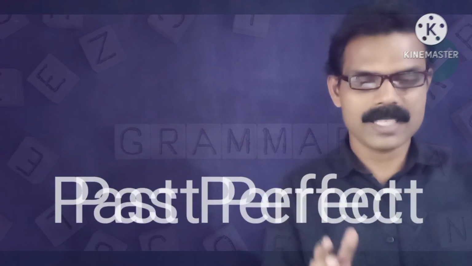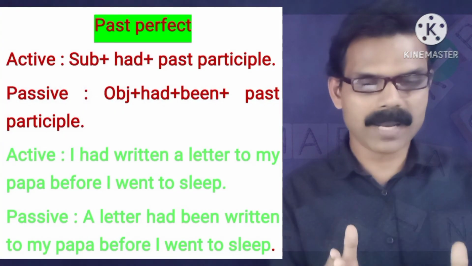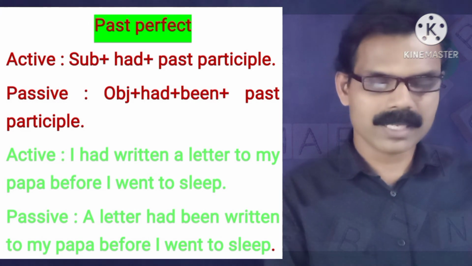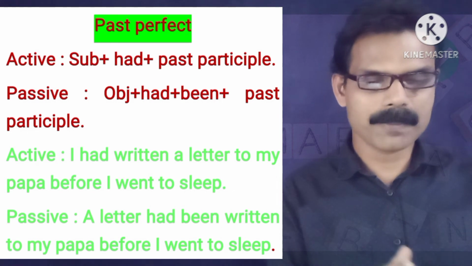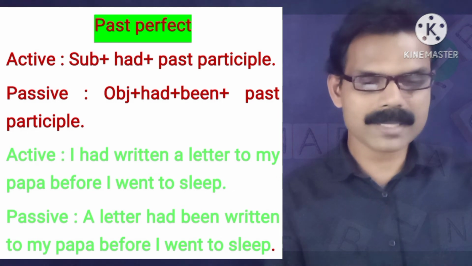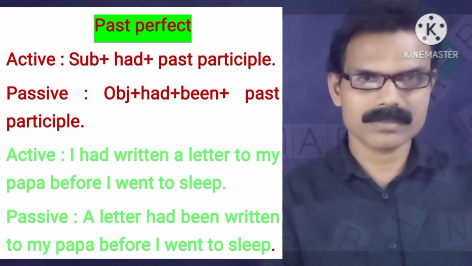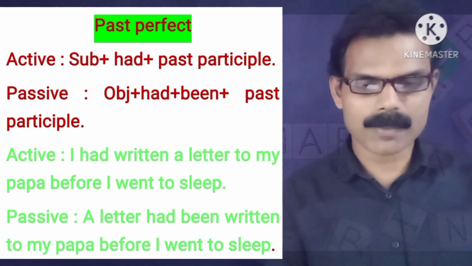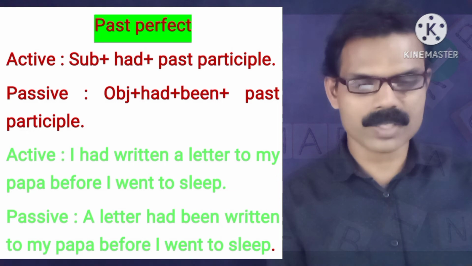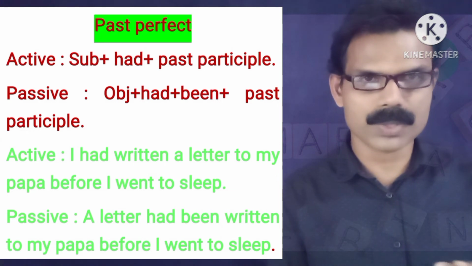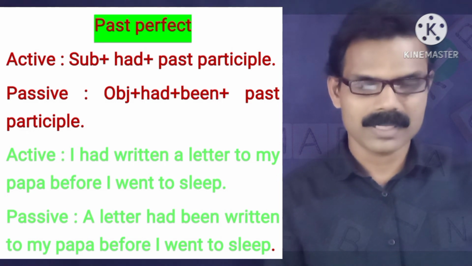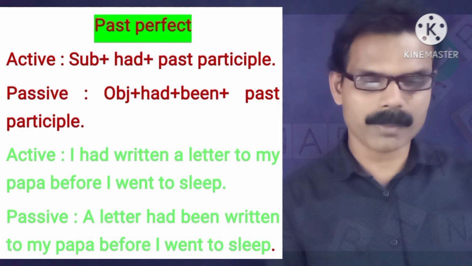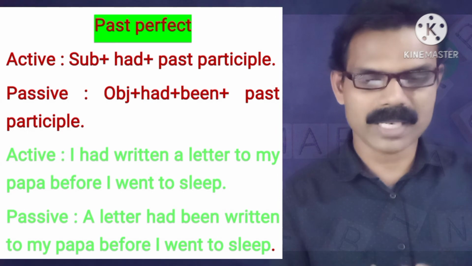Active voice, subject plus had plus past participle. Passive, object plus had plus been plus past participle. This is active and passive voice. Active voice example, I had written a letter to my papa before I went to sleep. Passive voice, a letter had been written to my papa before I went to sleep.